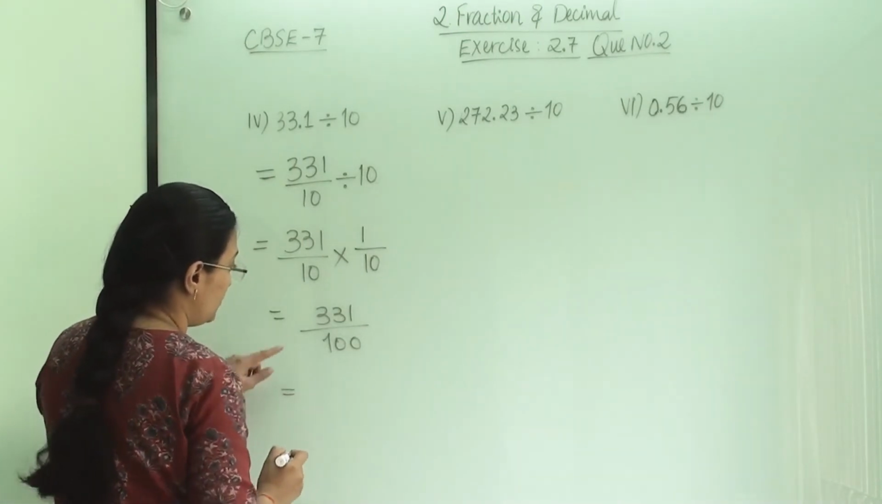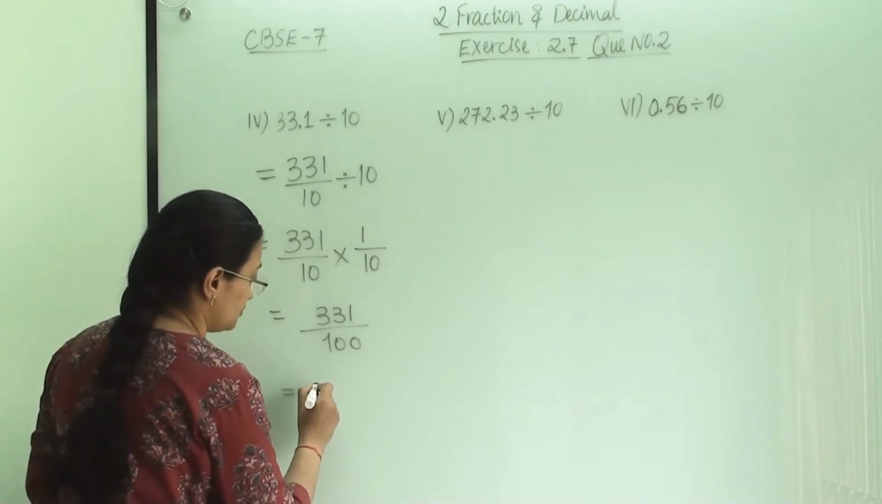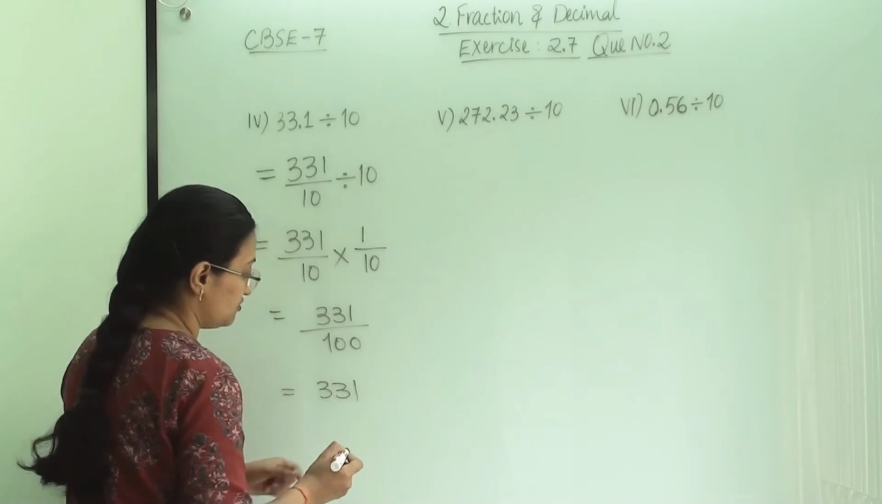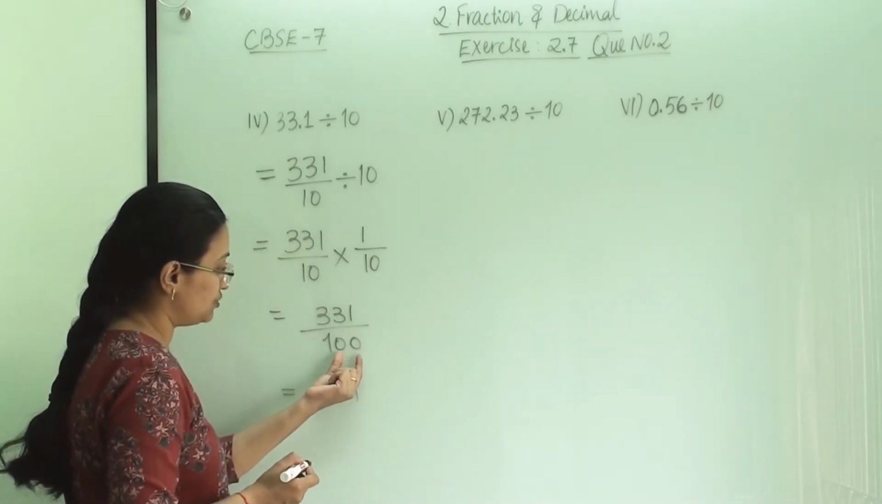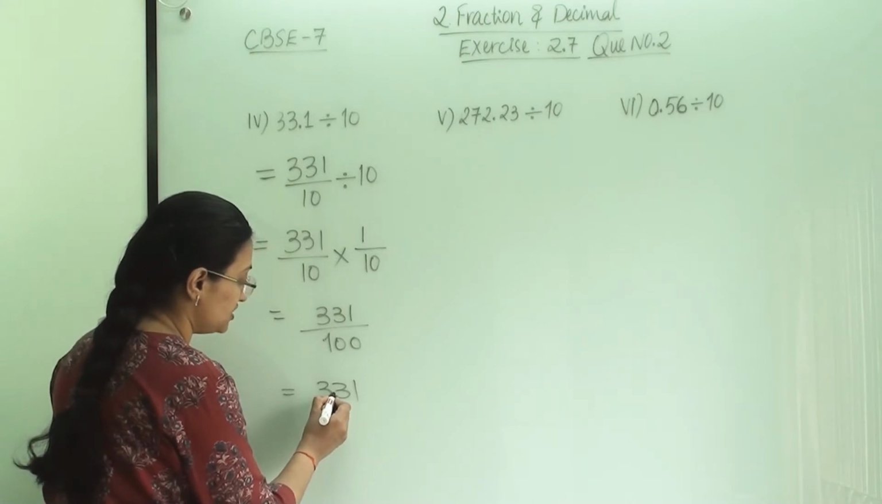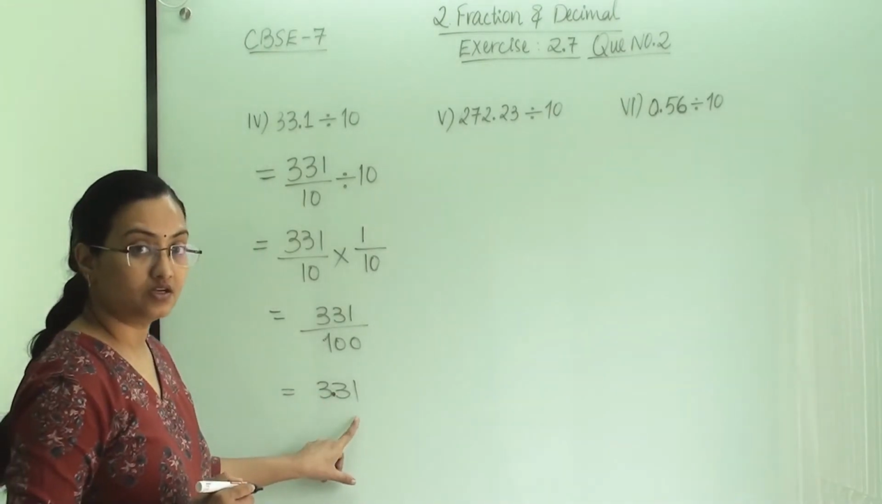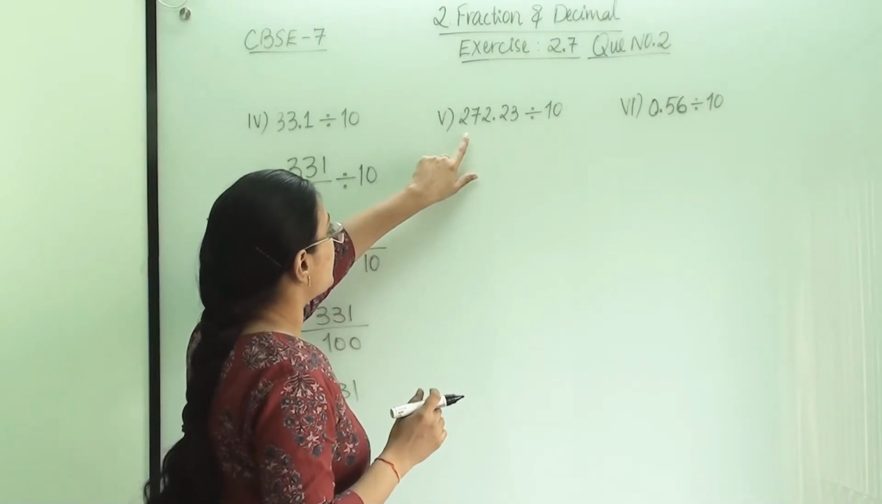So now we need to convert this fraction into its decimal form. So let us count 2 digits from the right side because there are 2 zeros in the denominator. So 1 and 2. So here we are going to put the decimal point and the answer is 3.31.